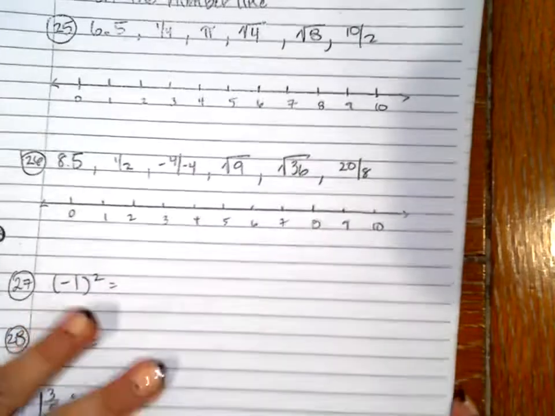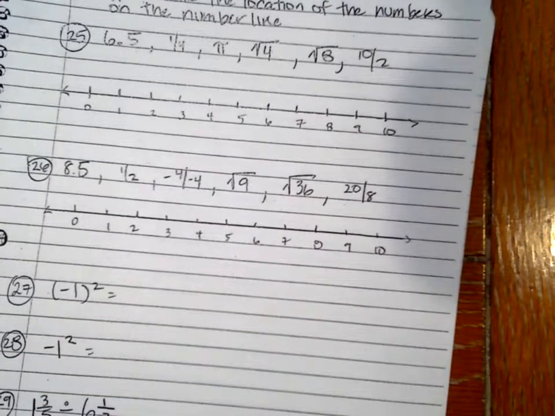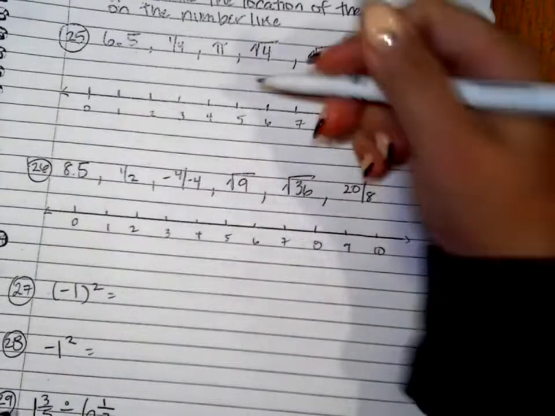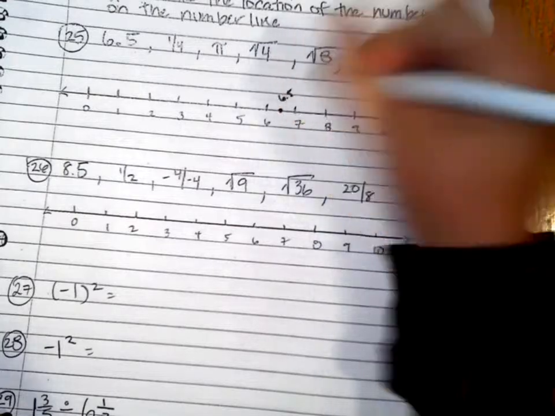All right. You do have a problem like this on your exam where you have to approximate on a number line. So we could do the easy ones first. 6.5, obviously somewhere between 6 and 7. So this guy's right here, 6.5. So that guy's done.